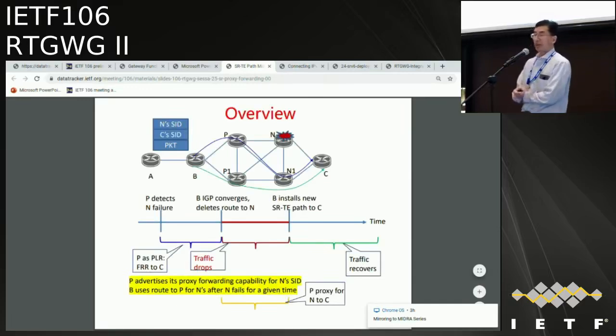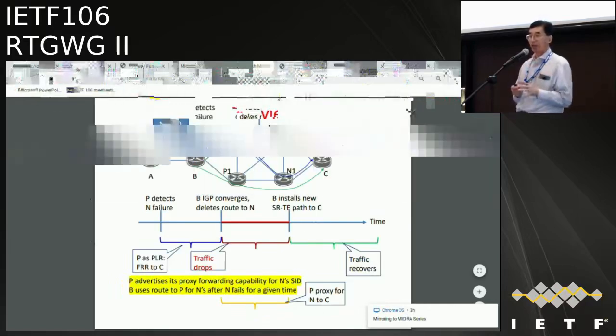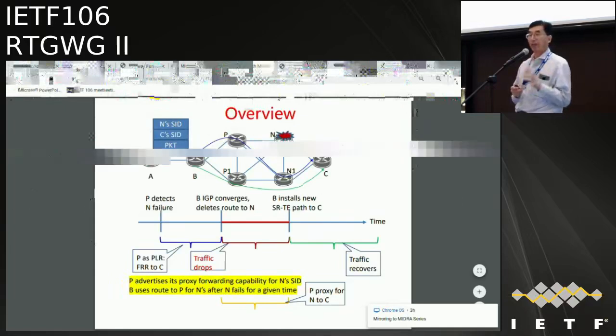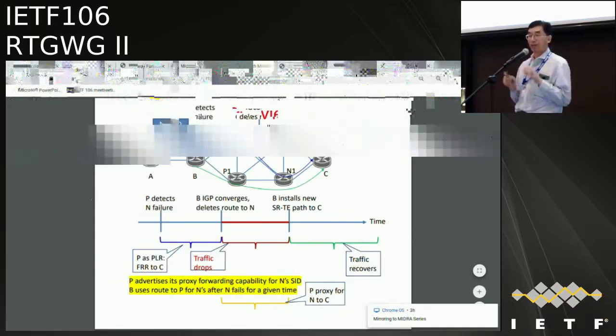So first, let me give an overview. We have existing fast reroute for midpoint. However, when a midpoint of an SR path fails, the traffic will be lost for some time, even though the existing fast reroute for midpoint is used. So our solution provides protection for that period of time. That means that with our solution, the failure of a midpoint of an SR path will be fully protected.